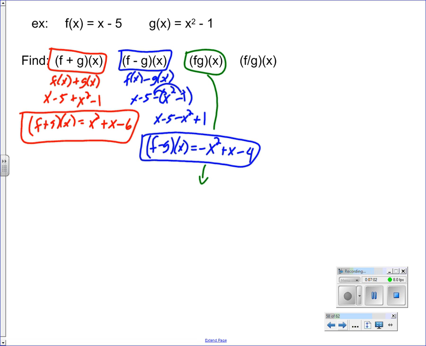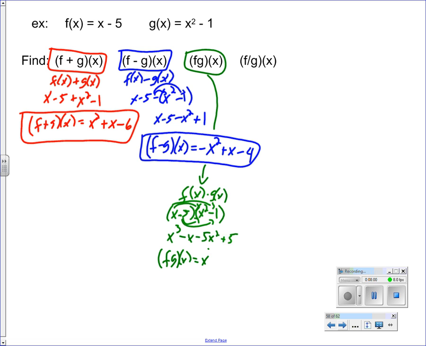For our product, work down here. Same idea as before, we're going to be multiplying the two function rules. So that's going to be f of x, x minus 5, times g of x, x squared minus 1. Again, be careful, make sure we're working with polynomials the correct way, foiling this out, multiplying everything on the left by everything on the right. So x times x squared gives us x to the third, negative x, negative 5x squared, and positive 5. And then we'll just write this in our standard form, descending order. We have x to the third minus 5x squared minus x plus 5.